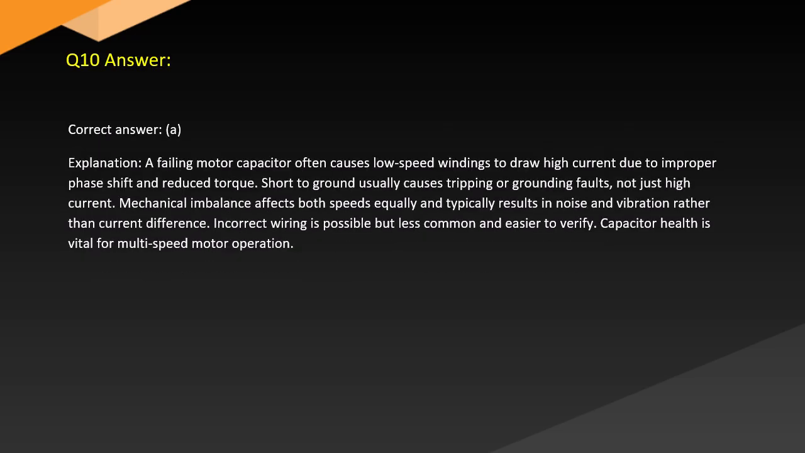Answer. Correct answer: A. Explanation. A failing motor capacitor often causes low-speed windings to draw high current due to improper phase shift and reduced torque. Short to ground usually causes tripping or grounding faults, not just high current. Mechanical imbalance affects both speeds equally and typically results in noise and vibration rather than current difference. Incorrect wiring is possible but less common and easier to verify. Capacitor health is vital for multi-speed motor operation.